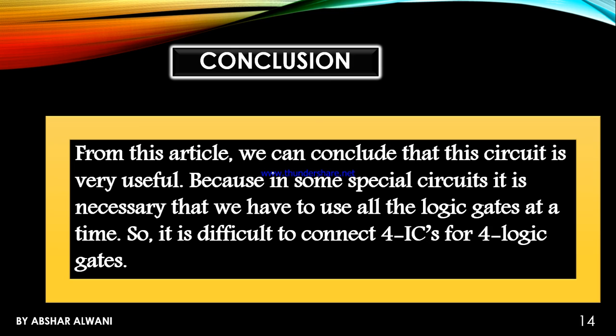Conclusion. From this article we can conclude that this circuit is very useful because in some special circuits it is necessary that we use all the logic gates at a time. So it is difficult to connect 4 ICs for 4 logic gates. At that time, by using this circuit we can get the output of all the logic gates at a time by giving only 2 inputs. We can also design an integrated circuit very easily with this circuit because it has only 6 BJTs. It reduces the complexity of the logic gates.